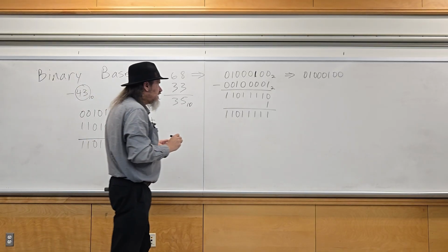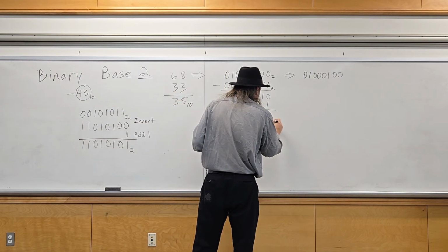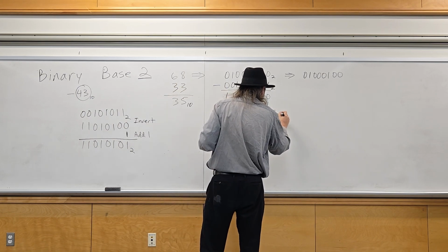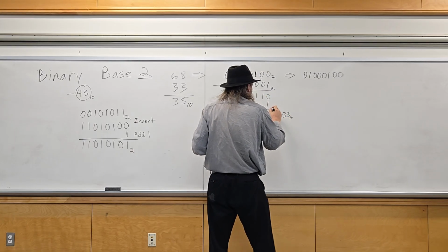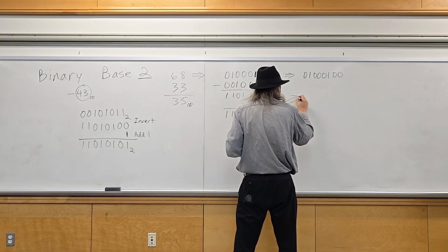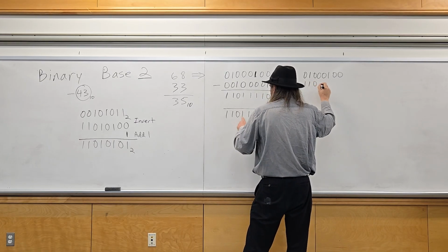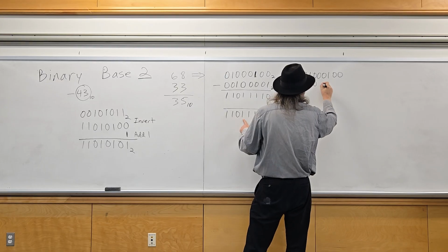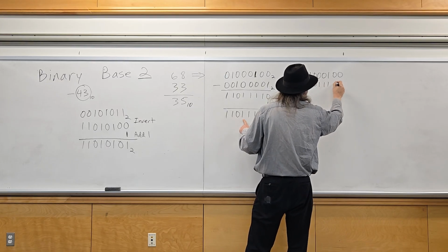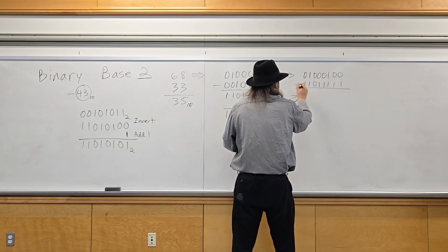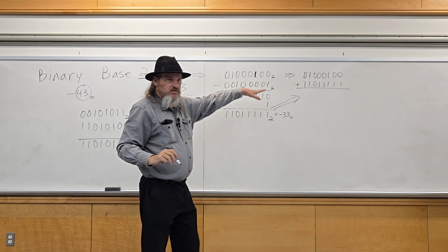So now this is your negative 33. And then take that up here. So it's 1, 1, 0, and then 5 ones: 1, 1, 1, 1, 1. And then you add them because it's now a negative number.